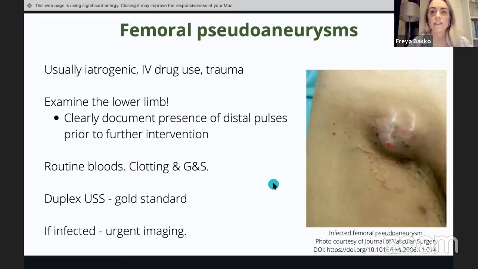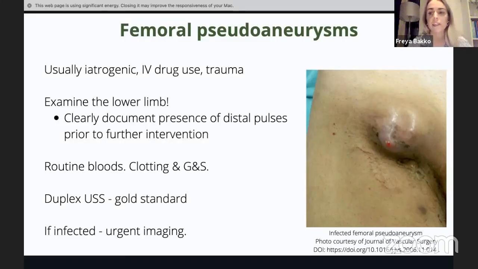So femoral pseudoaneurysms are usually iatrogenic. They come from catheterization. They can also be created through IV drug use, which is quite common. Drug users may use the femoral artery when their antecubital or arm arteries or veins are defunct, and then they use their femoral vein and puncture the femoral artery, which creates a femoral pseudoaneurysm. Trauma, whether it's blunt trauma to the groin after, for example, road traffic accidents, can cause a femoral pseudoaneurysm as well.